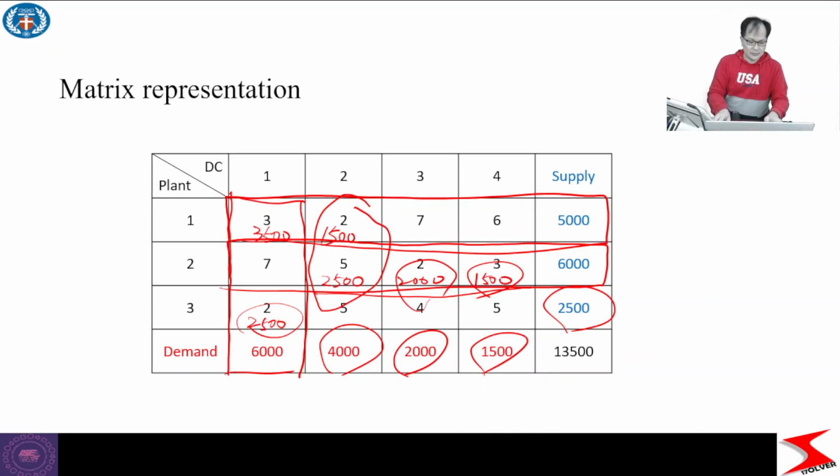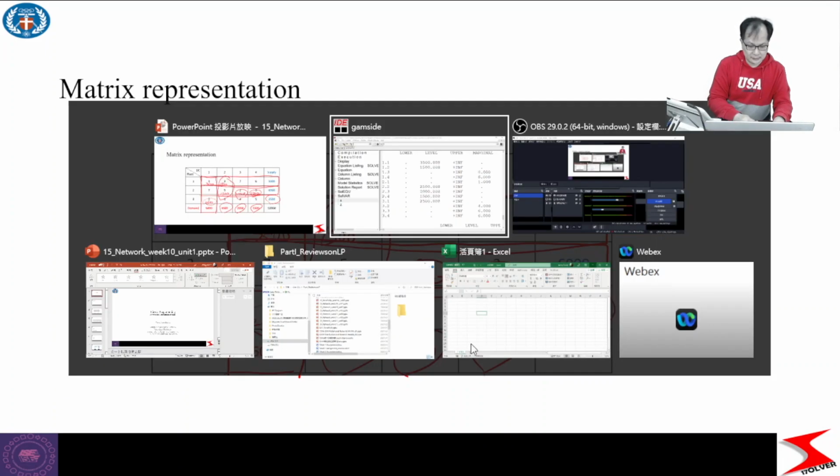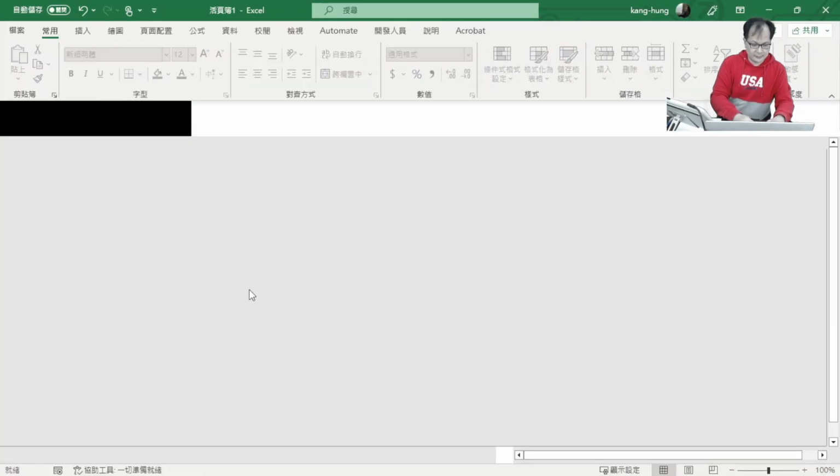Now I built the mathematical model in Excel and solve it with Excel Solver, because this layout is a little bit different from what I have already told you in the previous lecture. So we go to Excel. Okay, here.